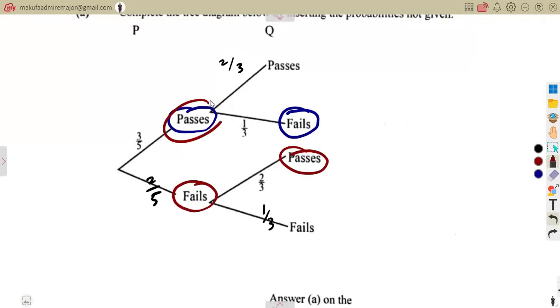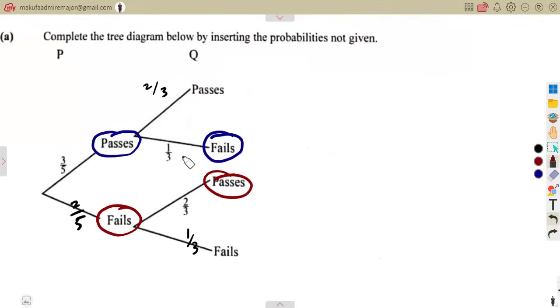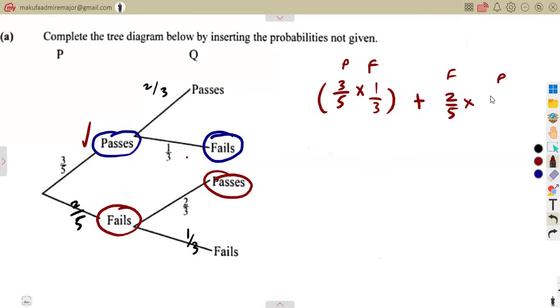So it cannot be a pass and a pass. It cannot be a fail and a fail. It is supposed to be one pass, one fail. So that is the condition, only one. Meaning, in that condition, we are going to consider the first pass as 3 over 5, you multiply by the fail, which is 1 over 3. So we've got a pass and a fail. Then we add a fail, which is 2 over 5, and a pass, which is 2 over 3.